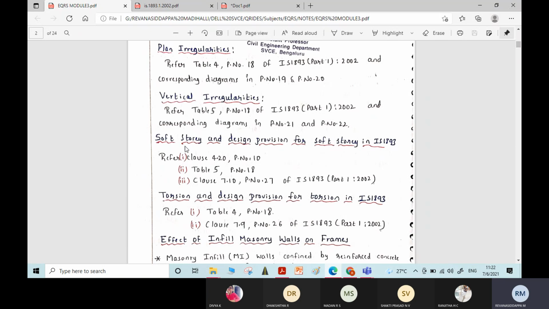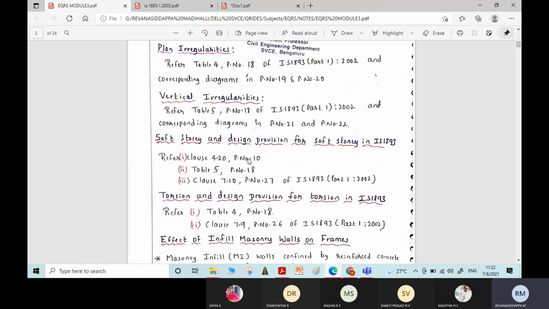With respect to soft story and design provision for soft story, it is given in the code book itself. I have identified where all this information on soft story will come, and I have clearly written the class number and the page number. You just need to remember all these page numbers and class numbers. You can write this part: soft story and design provision for soft story.